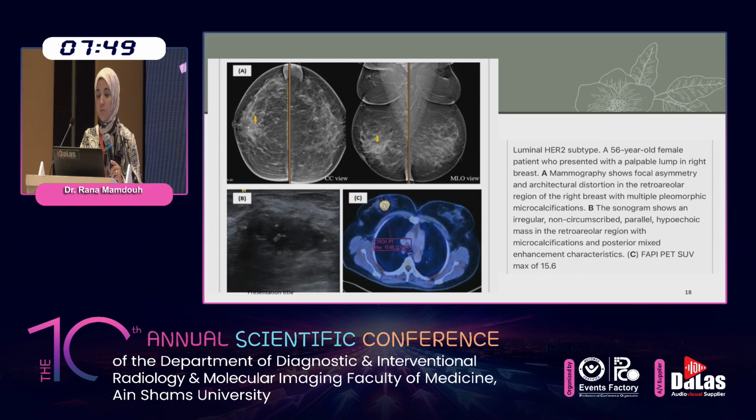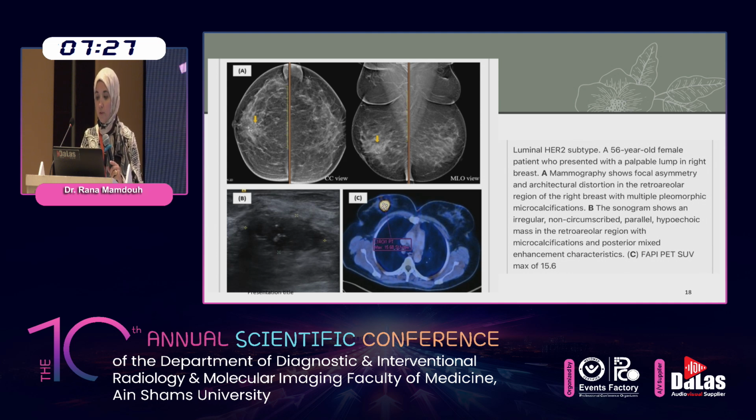Example of HER2 subtype with a mammogram. It shows we have a focal asymmetry and architectural distortion, and we can't find a mass, but the characteristic multiple polymorphic microcalcifications. This is the most characteristic feature of HER2 subtypes in mammography.